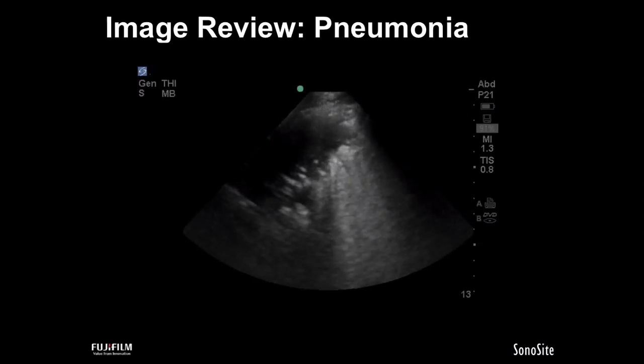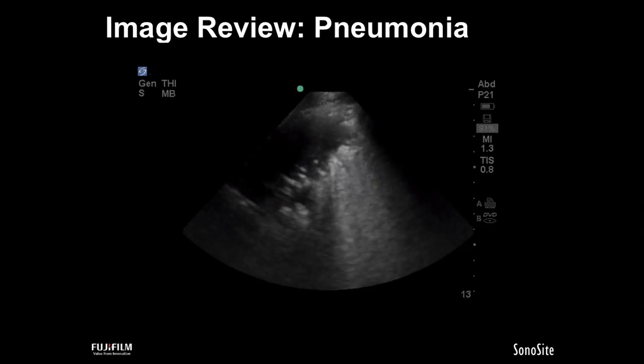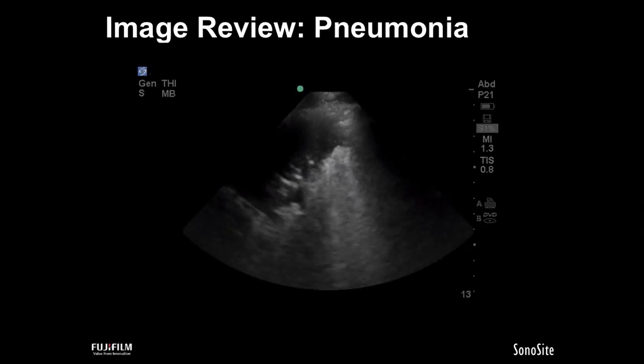Next, we'll see a patient from Rwanda, and here you can see in a moving video the hyperechoic speckling, which is the air bronchogram, and this is a patient with pneumoconiosis from working in the mines.